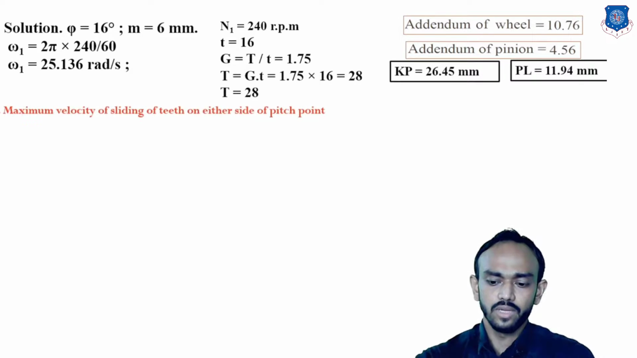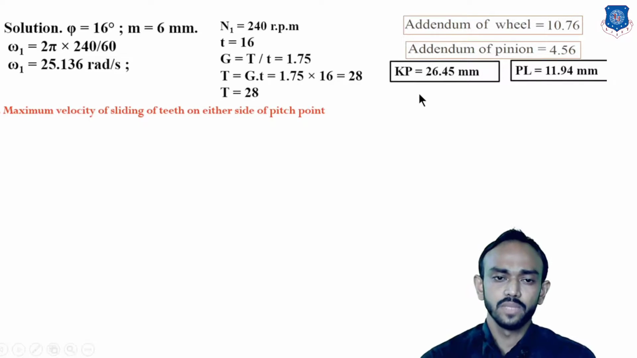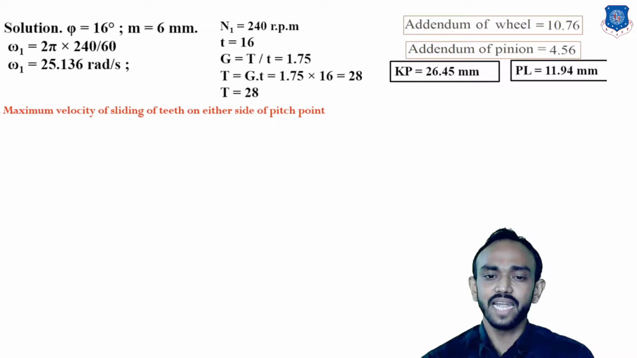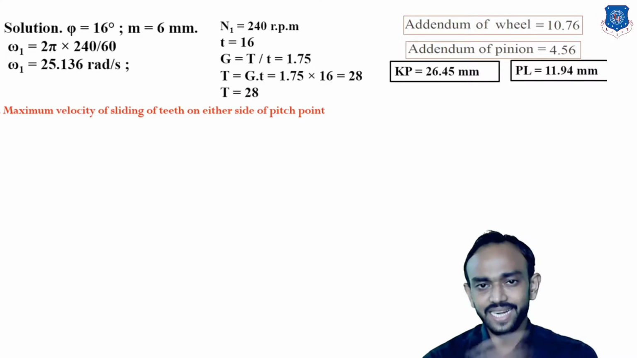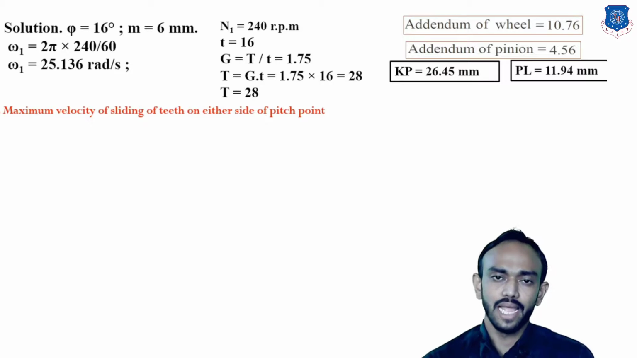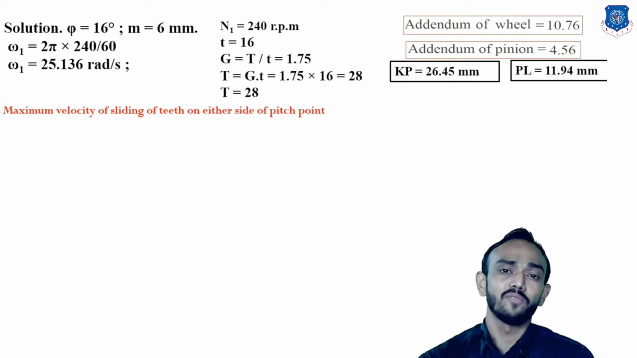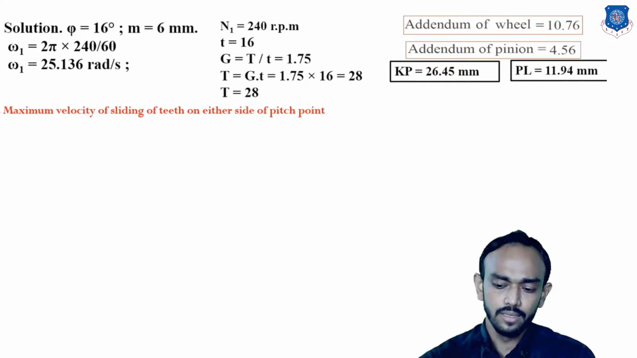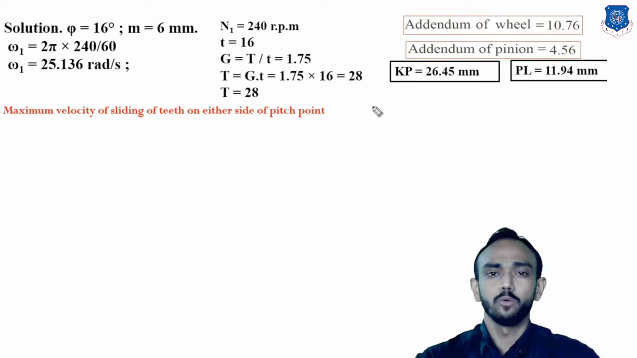Now we have the KP and PL. Now this is the third point we have to find: maximum velocity of sliding of teeth on either side of the pitch point. Either side means left and right. Left means point of engagement, KP. Right side means up to the L point, pitch point to L point, PL. So sliding velocity is divided into sliding velocity at approach and sliding velocity at recess. The same method will be applied, but what is the formula? Omega 1 plus omega 2 into KP, and second is omega 1 plus omega 2 into PL. So first of all we have to find omega 1 and omega 2 both.